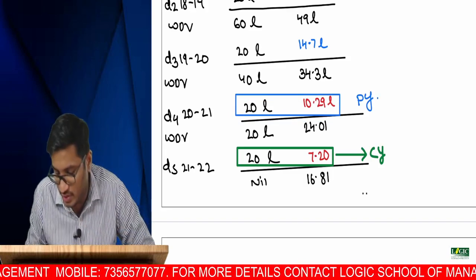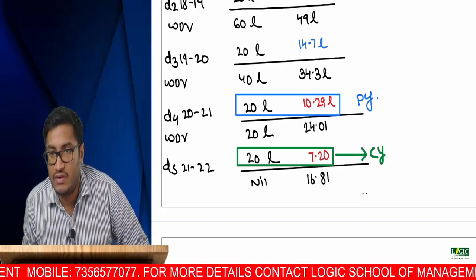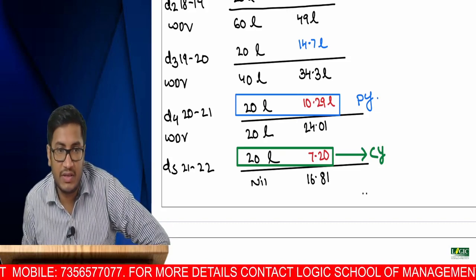So, what did I write? Note: any impact prior to the previous year will be adjusted in opening balance sheet. Did we say?